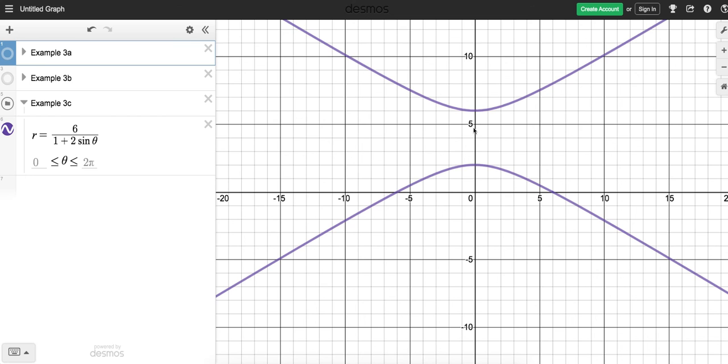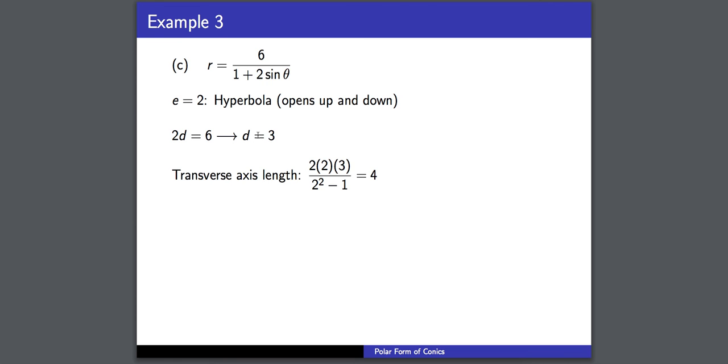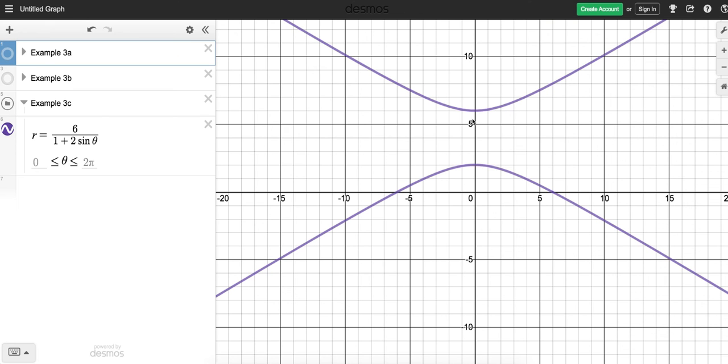The transverse axis is the distance between the vertices of the branches. So we do have a hyperbola opening up and down. e is 2, so 2 times d is going to equal 6, which means d is 3. So our transverse axis length is 2 times 2 times 3 over 2 squared minus 1, which is 4. And again, we can see that in our graph. We go down 1, 2, 3, 4. So this distance is 4.